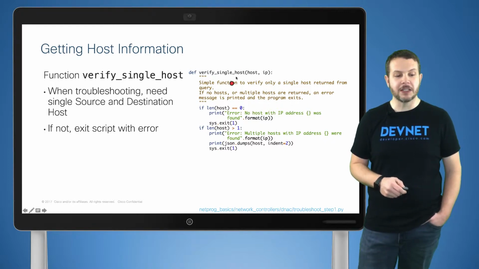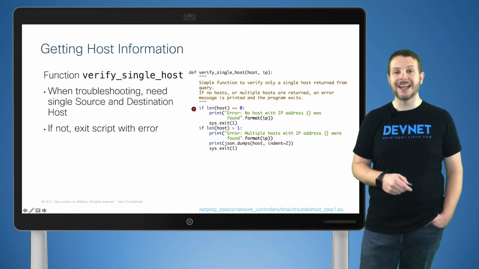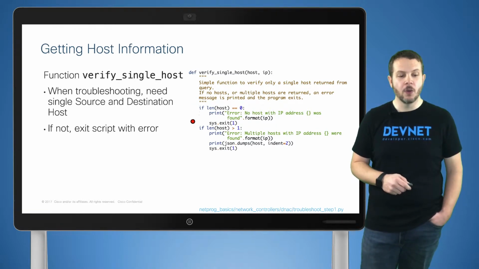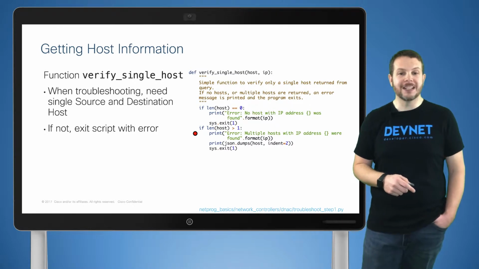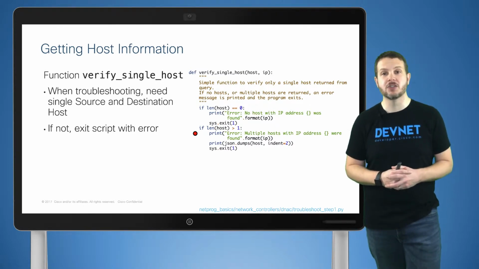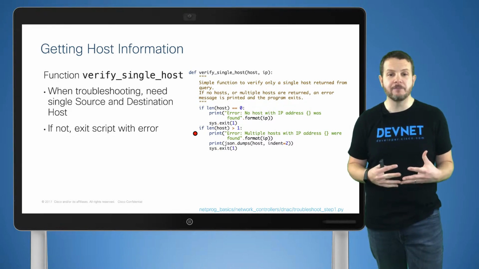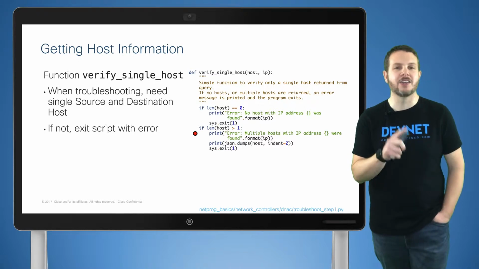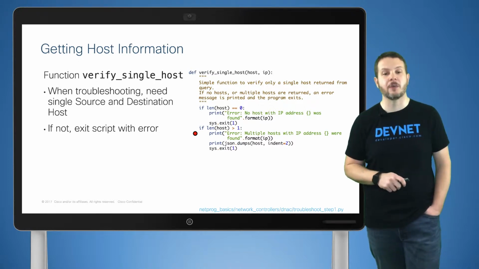We'll make sure that we didn't get 0 hosts back, indicating that we did not find a host with that IP address, or that we don't get more than one. And again, if we do get more than one back, we want to exit our script and leave a message so that our users know that they need to do a bit of manual work because the information they were given wasn't quite enough to hone in on a particular network host.